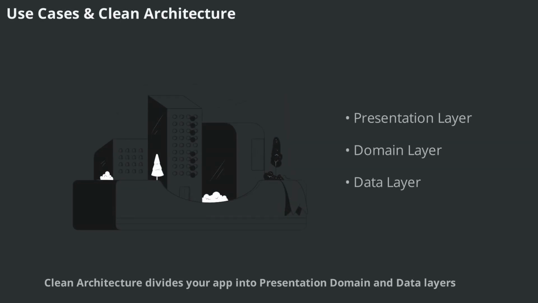Clean architecture divides your app into presentation, domain, and data layers. Use cases encapsulate specific business logic, keeping view models clean and focused. This structure makes your code modular, testable, and scalable. Interviewers may ask you to design or explain clean architecture.